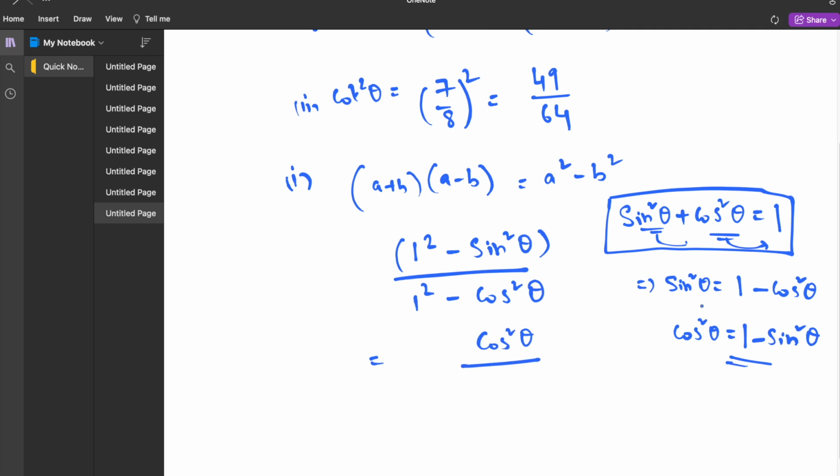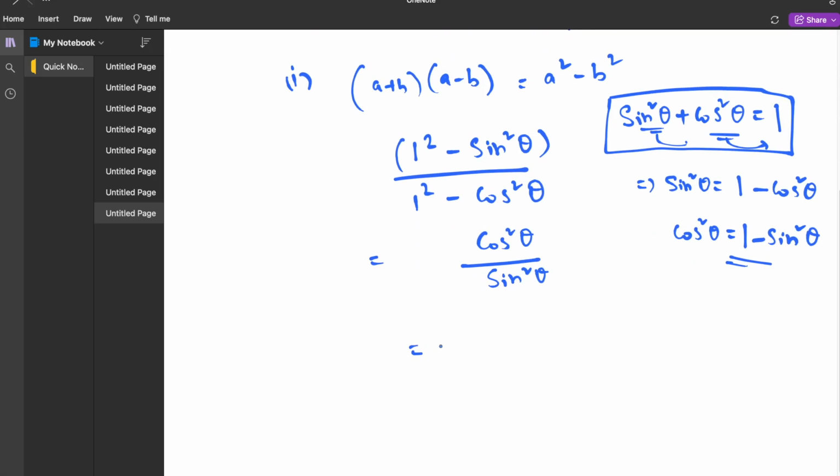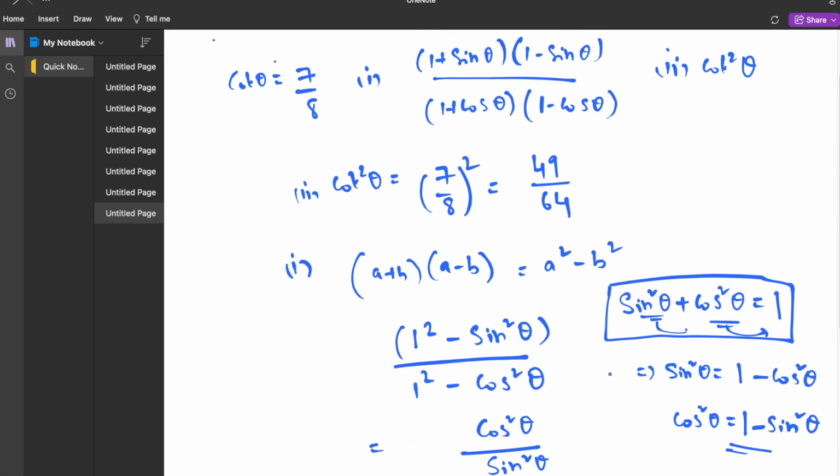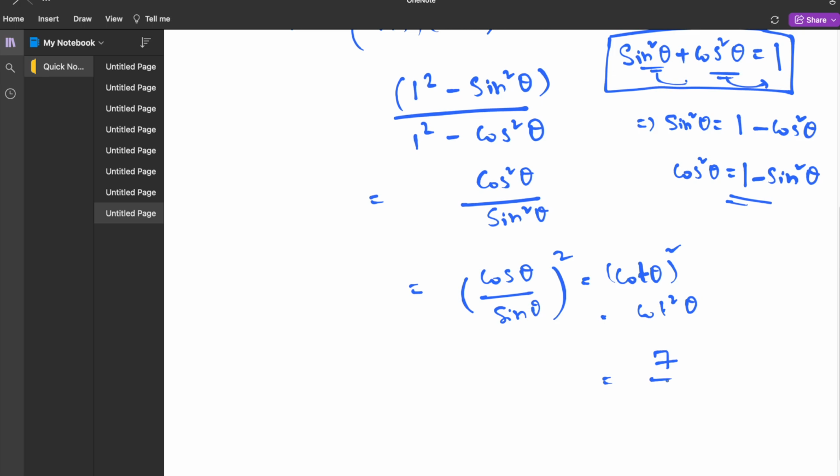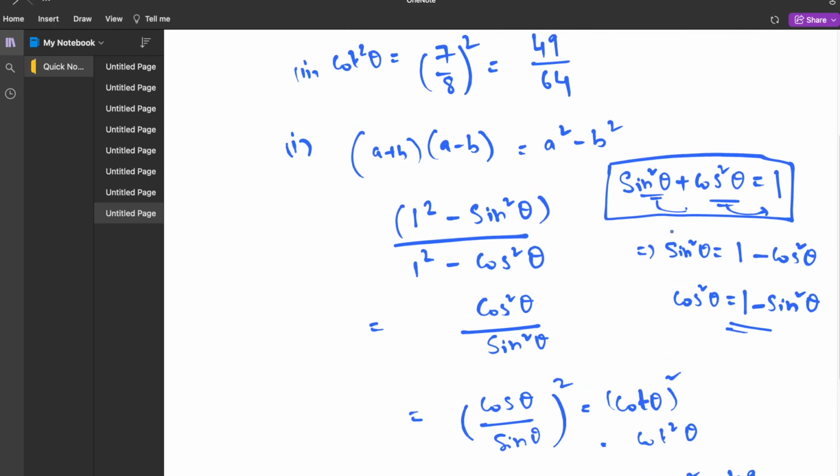1 minus cos square theta is nothing but sine square theta. This we can write as cos theta by sin theta whole square. Cos theta by sin theta is nothing but cot theta. Cot theta whole square is nothing but cot square theta, which again we can substitute as 7 by 8 whole square, that is 7 into 7, 49 by 64. This is one method, using sine square theta plus cos square theta is equal to 1.